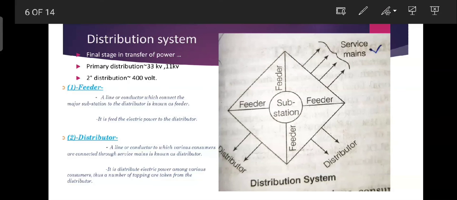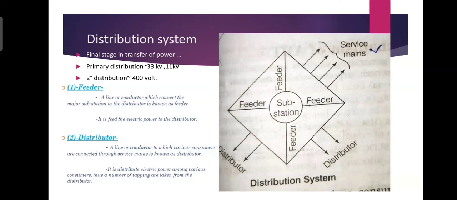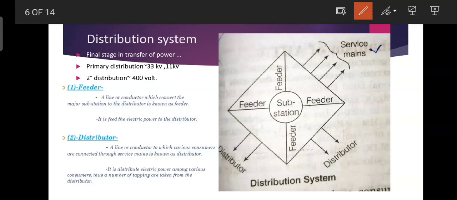Then comes the distribution system. Distribution systems are of various types. This is the final stage of the power transformation, and this is the primary distribution of 33 kV and 11 kV, and the secondary distribution of 400 volts.